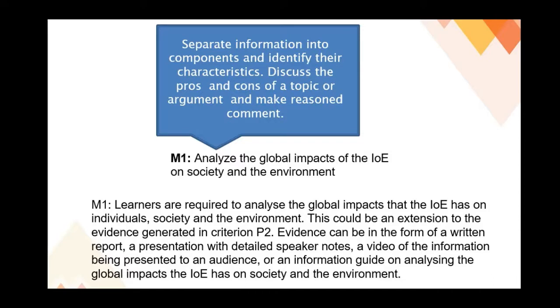Now, I've brought this over from the handbook, save swapping over to somewhere else. So the handbook basically tells us this. Not all of it is relevant for yourselves, but I'm giving you the whole lot. So M1 learners are required to analyse, okay, we looked at command verb for that, the global impact that the Internet of Everything has on the individuals, society, and the environment. This is where the individuals comes from. So, okay, this could be an extension to existing criteria. So basically, this is a hint that what you're doing here is you're expanding upon P2. So P2, you may have used headings in P2, and you may have talked about certain aspects of Internet of Everything, but you can expand upon that in M1.